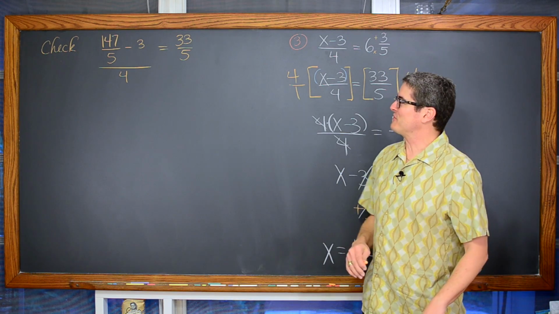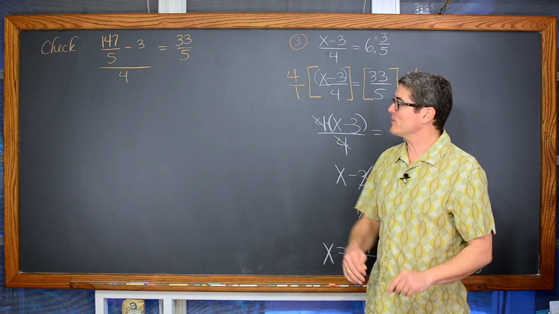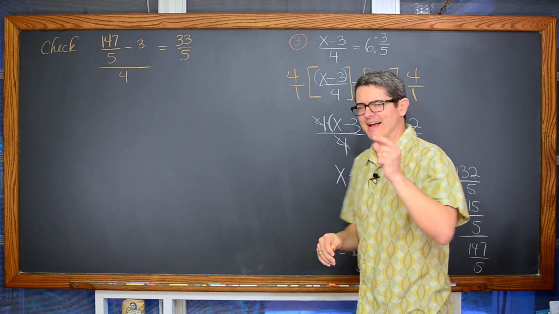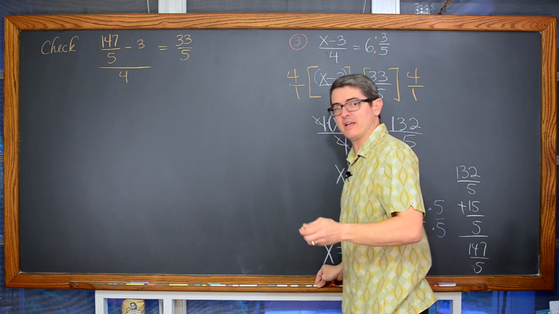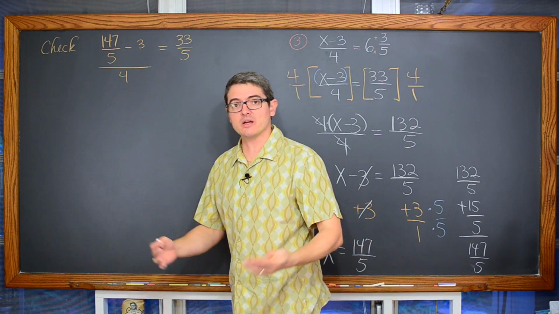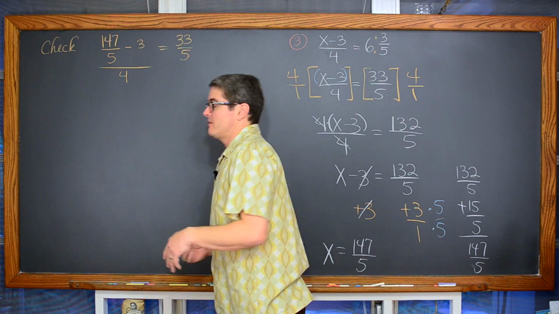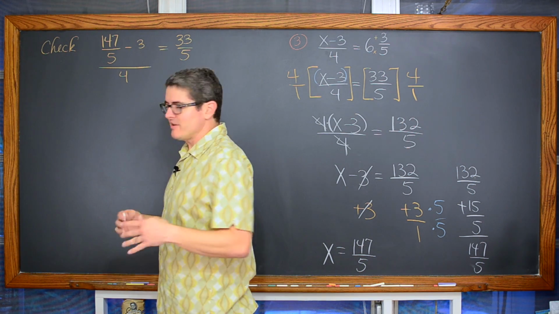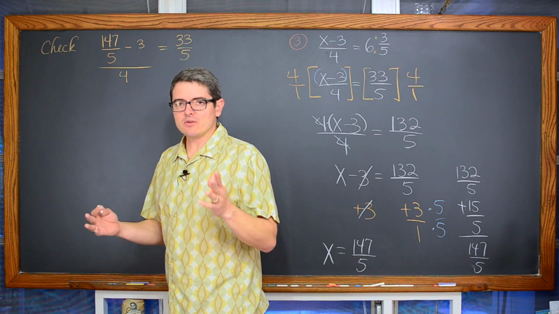So we got 147 over 5 minus 3 over 4. Does that equal 33 over 5? Lots of good fraction review. Love those fractions. You can't cook, you can't use measuring cups, you can't use rulers, you can't do ratios. Well, fractions are ratios. So everything can't just be a decimal. A lot of round off error, a lot of issues.